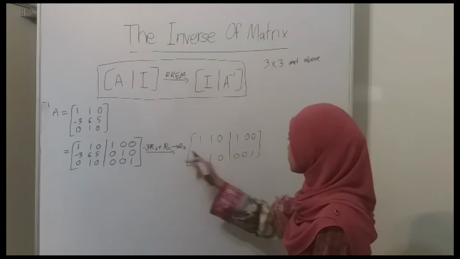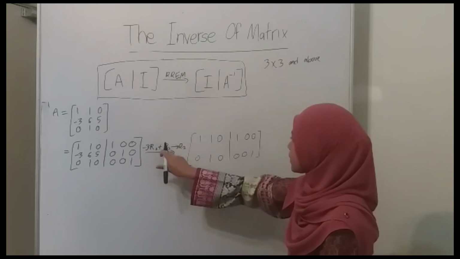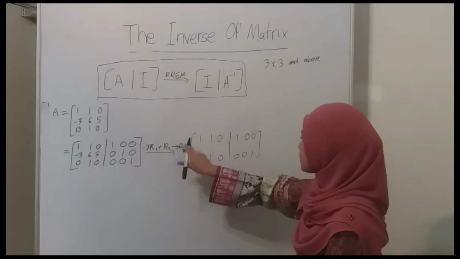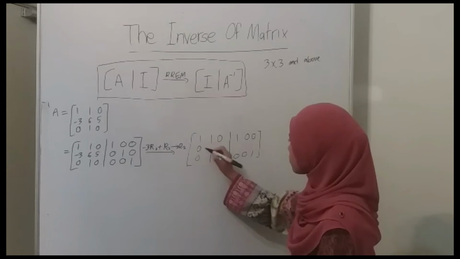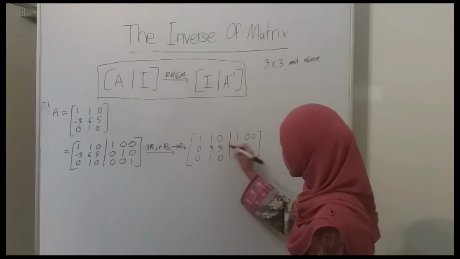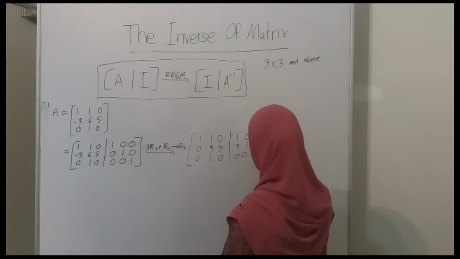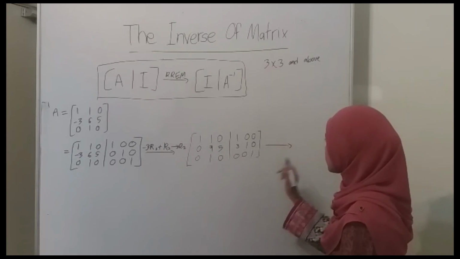Then we get this one, -3 R1 plus R2. The changes is on row 2. So it will be 0, it will be 9, and it will be 5, this one 3, 1 and 0. So let's move on.